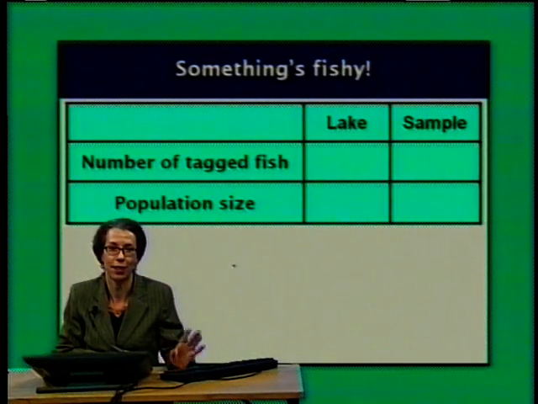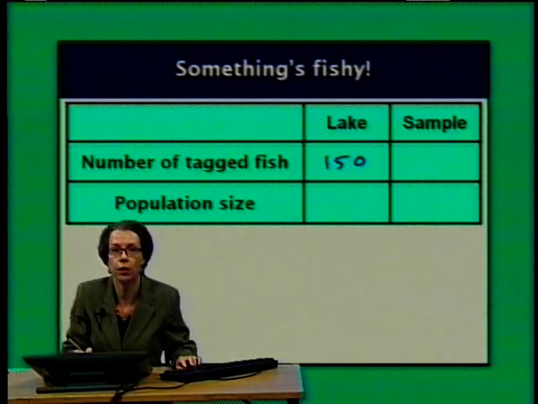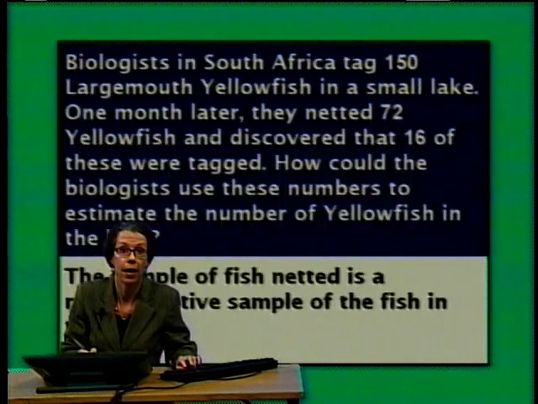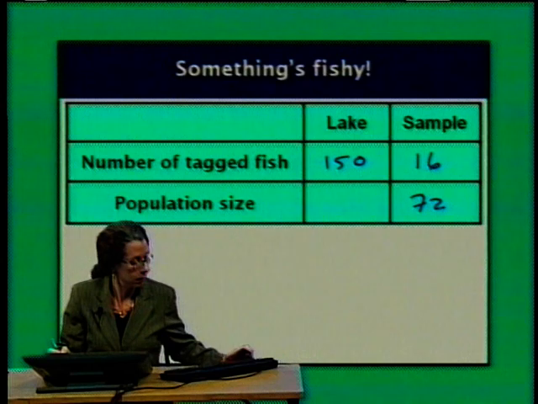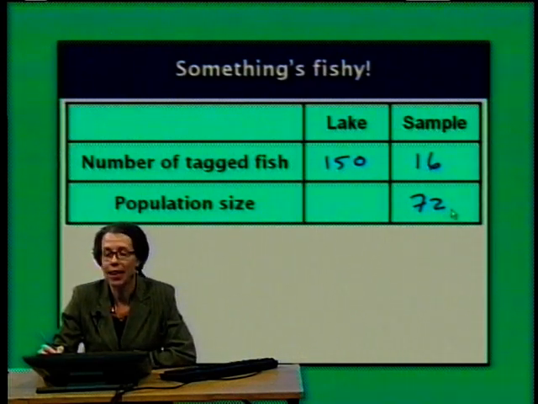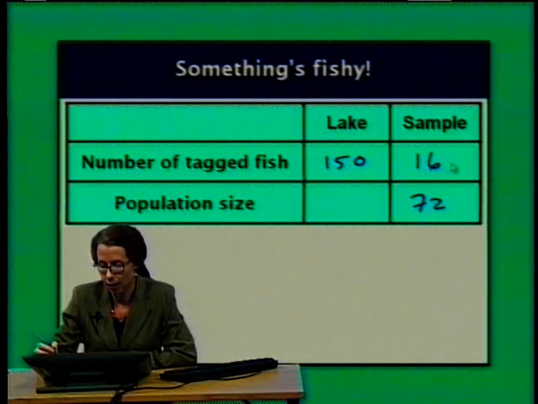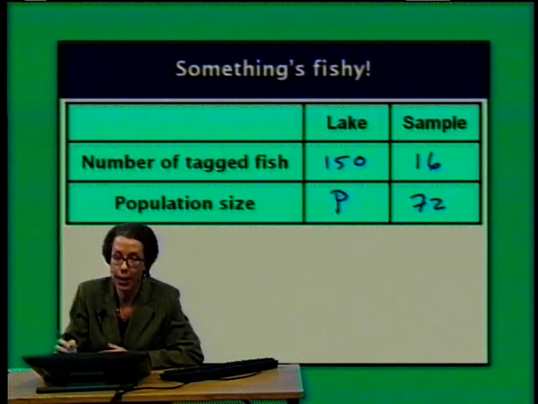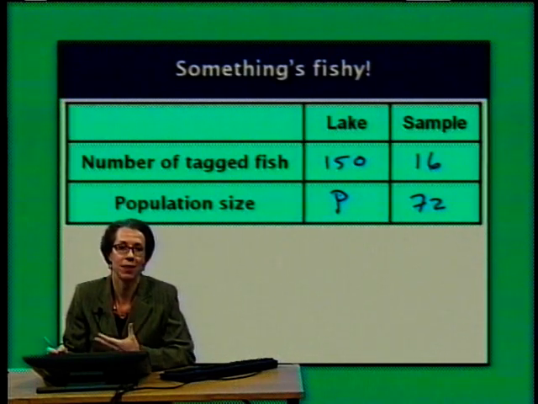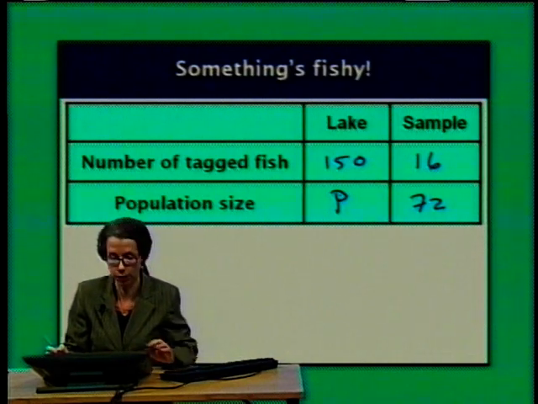I'm going to fill out the information in the table that we were given in the problem. So we were told that they had tagged 150 of these fish in the lake. So in the lake, we know there's 150 tagged fish. In the sample, they found 16 tagged fish out of 72. So in the sample, 16 out of 72 fish were tagged. If this is a representative sample, that would mean that in the whole lake, things should be proportional. That if we have 16 out of 72 tagged in the sample, then 150 out of the total population of the lake, it should be in the same proportion. So this is what we mean by saying this should be a representative sample. What's in the sample should be proportional to what's really going on in the whole lake. So let's solve this problem.